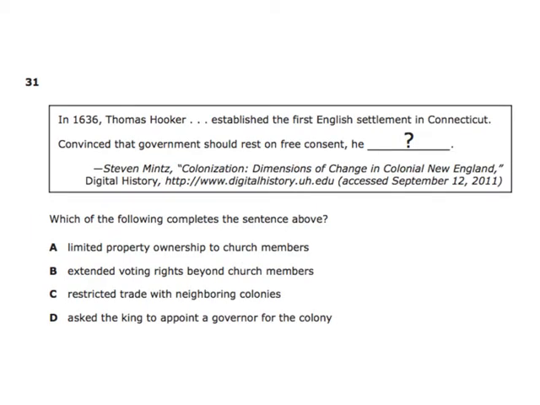In 1636, Thomas Hooker established the first English settlement in Connecticut. Convinced that government should rest on free consent, he blank. Which of the following completes the sentence above?